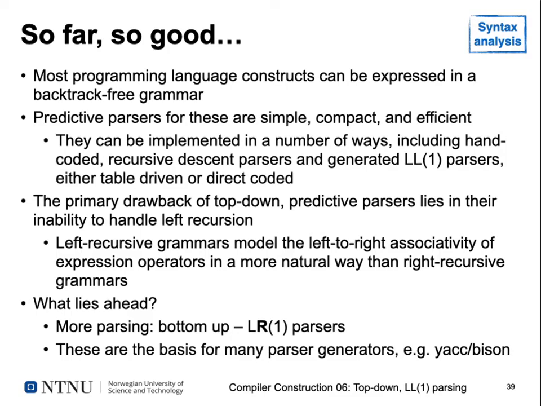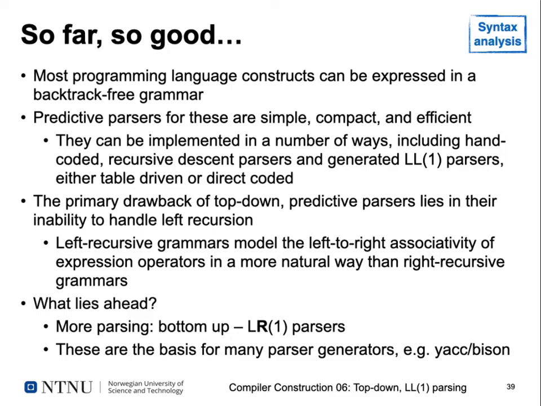So what we know is that we can express most of our programming language constructs. We've seen if and while loops, for example, in such a backtrack-free grammar. So we actually only need a bit of lookahead, and then we can decide just using the table how to proceed. And these predictive parsers we can generate or write are simple, compact and efficient. We can implement them in a number of ways. We can use hand-coded recursive descent parsers, or we can use actually the same approach, just having it generated as an LL1 parser. We can have this LL1 parser table-driven, or we can even build a direct-coded LL1 parser.